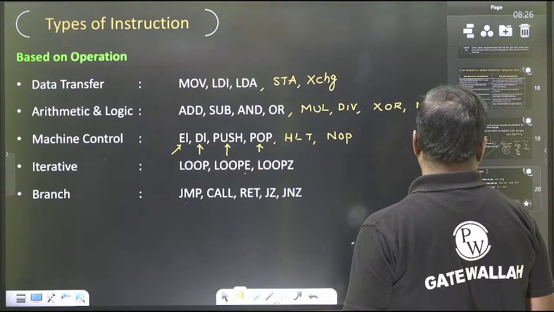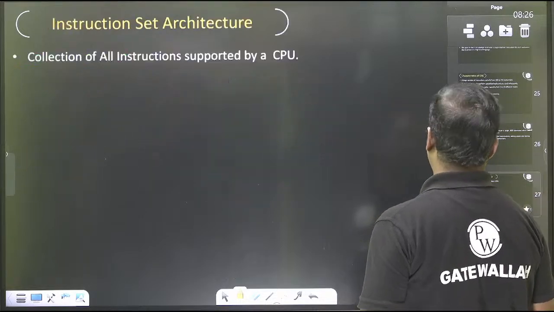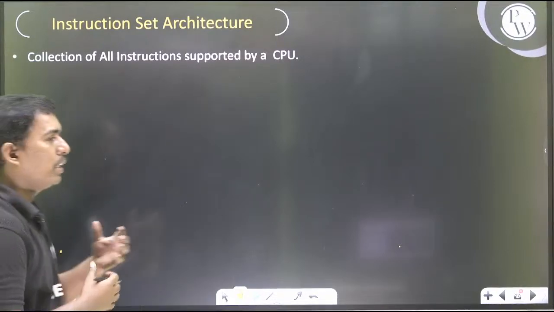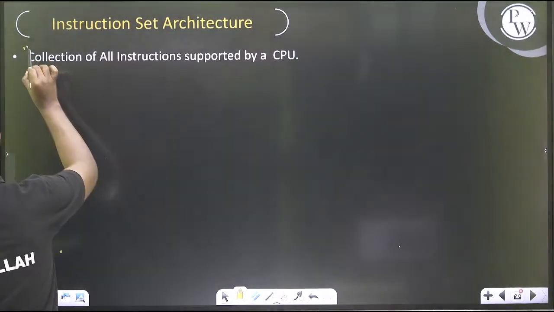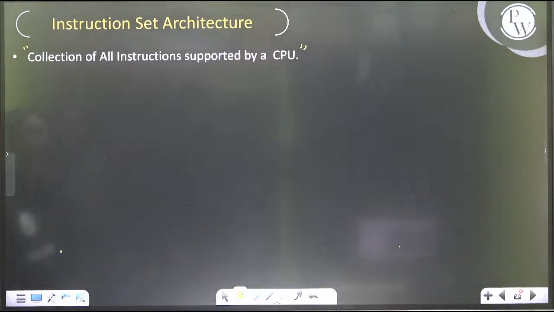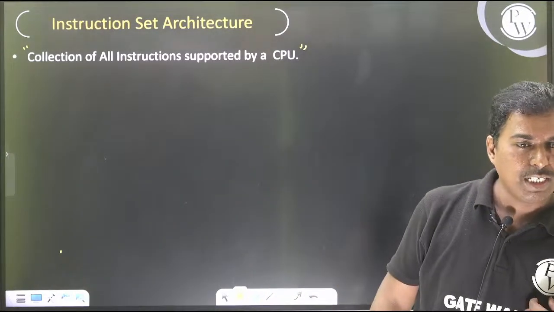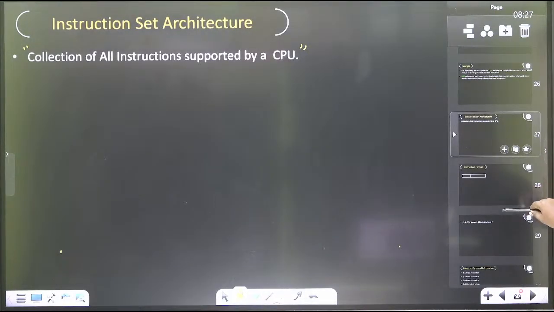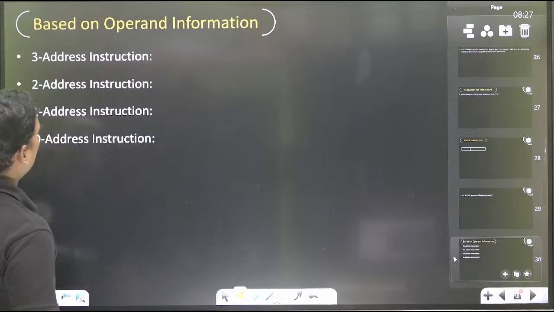Now there is one more concept here. What is that? The instruction set architecture. If you see the instruction set architecture, what is the instruction, how is the instruction inside? So instruction set architecture is a collection of all instructions supported by a CPU. Okay. So generally instruction set के लिए एक architecture रहता है. Suppose if you take, based upon the operand information, 3 address instruction, 2 address instruction, 1 address instruction, 0 address instruction रहता है.